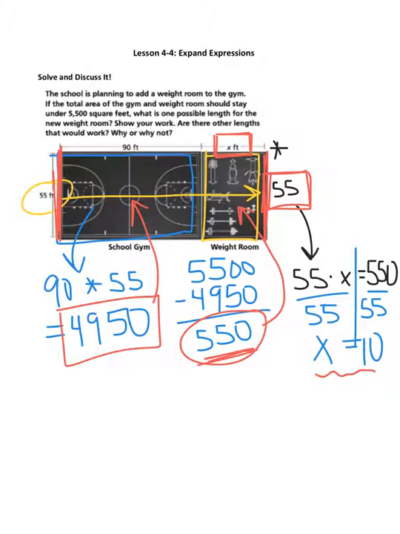The one thing that's really important to remember though is if you read the question carefully, it says that the total area of the gym and weight room should stay under 5,500 feet. So if it has to stay under 5,500 feet, that means that x cannot be equal to 10. x has to be equal to 9 or anything that is less than 10. So x has to be less than 10. So there are other lengths that would work. We just have to make sure that the length, the x feet, is less than 10 for our measurement.